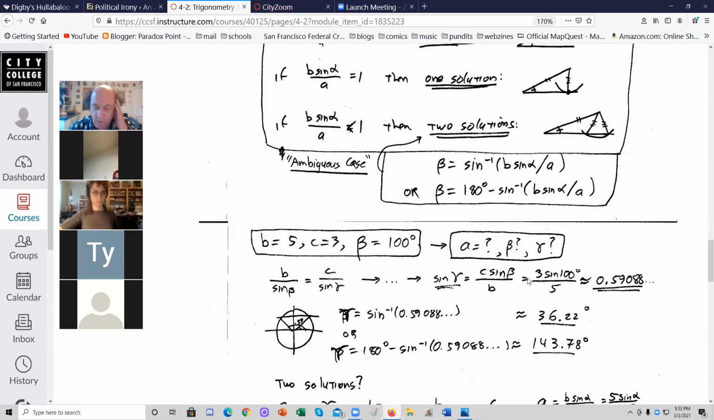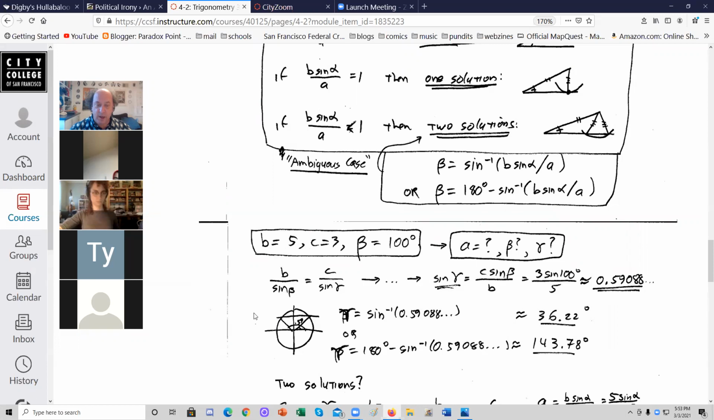So for example, B is 5, C is 3, beta is 100 degrees. What's A, what's alpha, and what's gamma? All right, we proceed. We have B and beta. We have C, and so the opposite angle is gamma. And from the law of sines, B over sine beta equals C over sine gamma. After some transposing, you get sine gamma equals C sine beta over B. Plug it in, 3 sine 100 over 5 is about 0.59088.